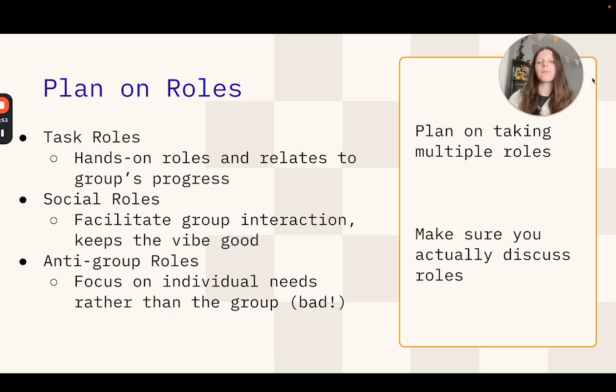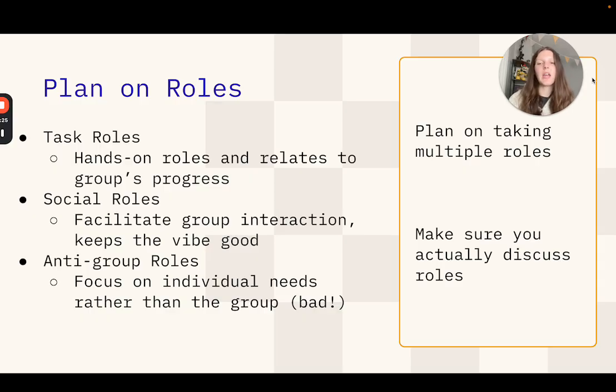And then there's social roles. This facilitates group interaction and keeps the vibe good. I know that's a very Gen Z thing, but we're keeping the vibe good. A social role is someone who is the moderator for arguments. If someone's getting really, really upset, someone in a social role can go over with them and calm them down a little bit. We're keeping the stuff going, keeping the vibe good.